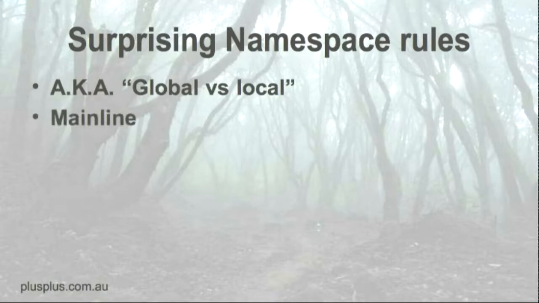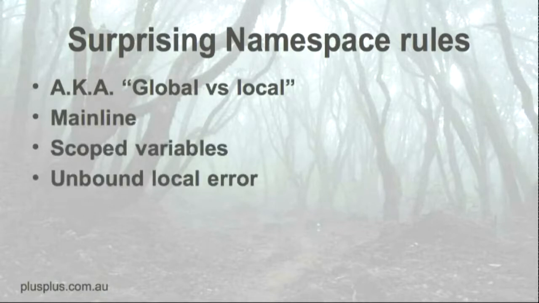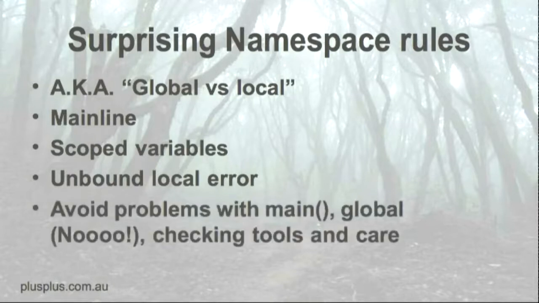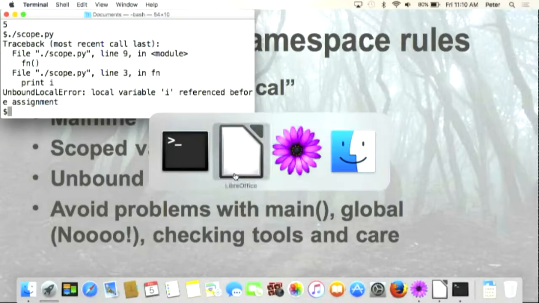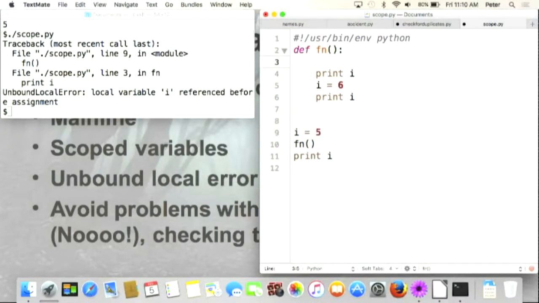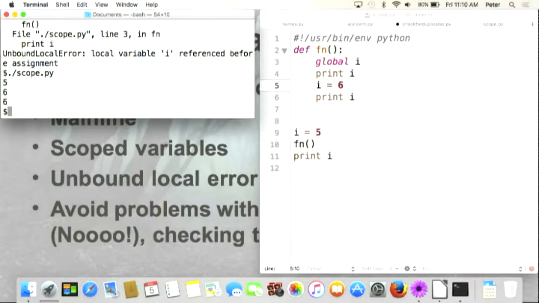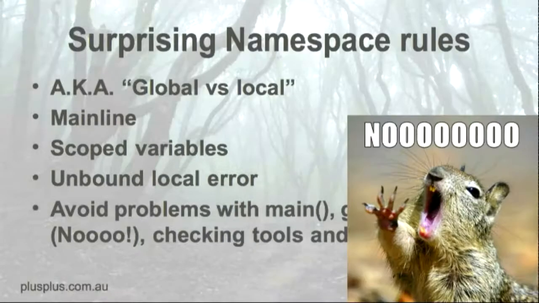So, surprising namespace rules: we've got the mainline scope variables and the unbound local error, and you can avoid problems by wrapping everything into a function. Once it's in a function, nobody else can see it, so it's localized to that function. Do everything in the function, including your mainline, and that will overcome that problem. The other option is to use my friend global, using friend in a loose sense. The global keyword I'm not going to encourage, but sometimes it's the most pragmatic solution, and that would change it to what some of you said. But that's my answer to using global. No. Having said that, it's scattered all the way through the standard library.